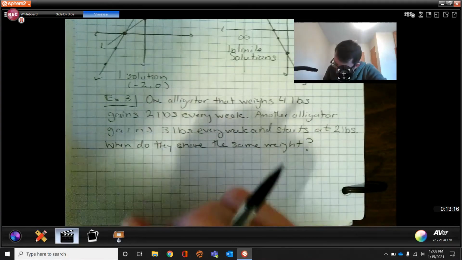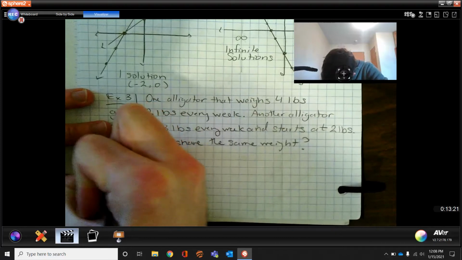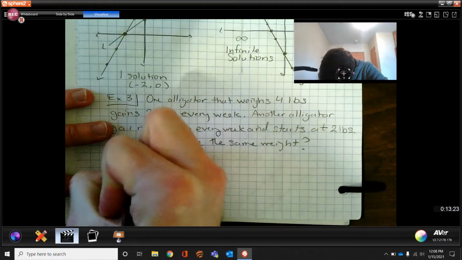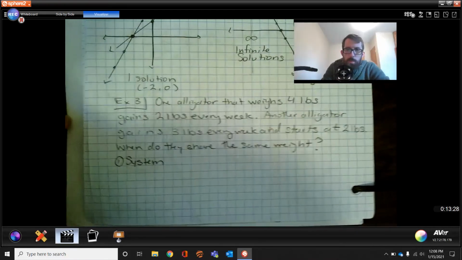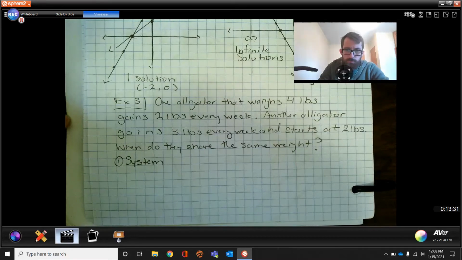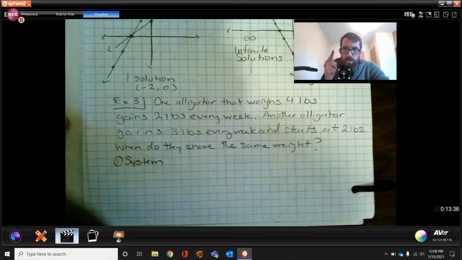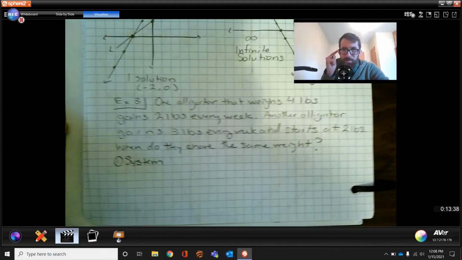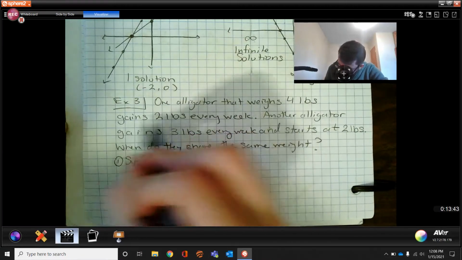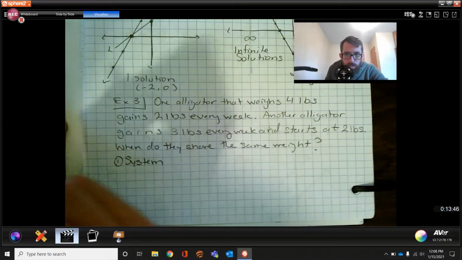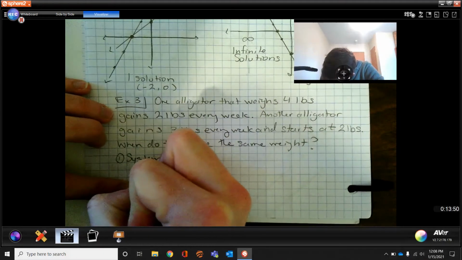All right, so the first thing that we'll need to do is find our system. Okay, our system. Now, the thing that we need to remember is that when we see a rate, a variable will always go beside that rate. So the fact that it says that this first alligator gains 2 pounds every week, that means we've got to have 2W.